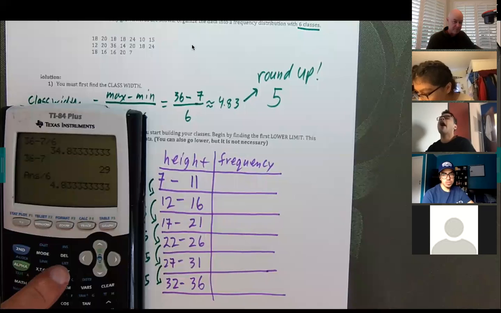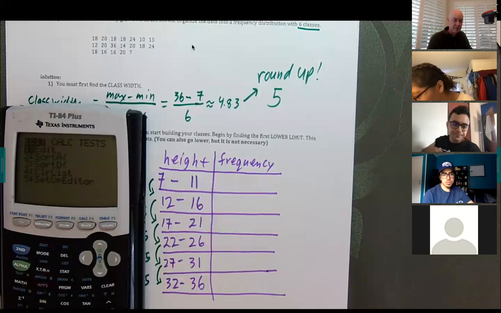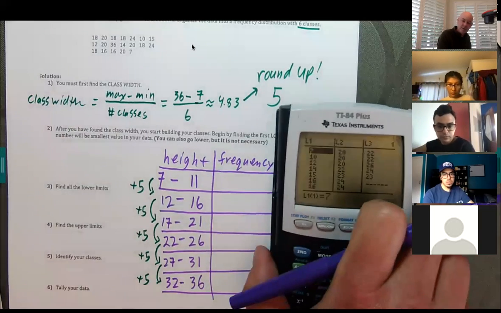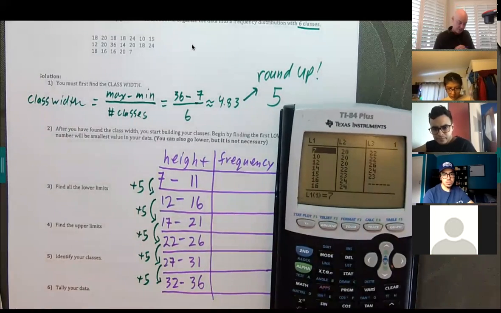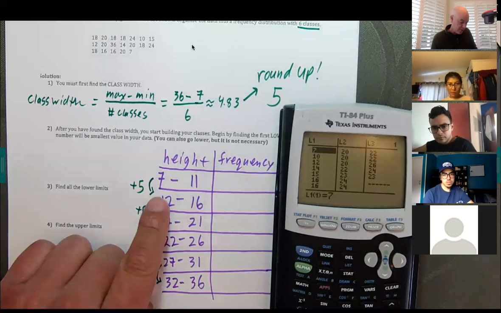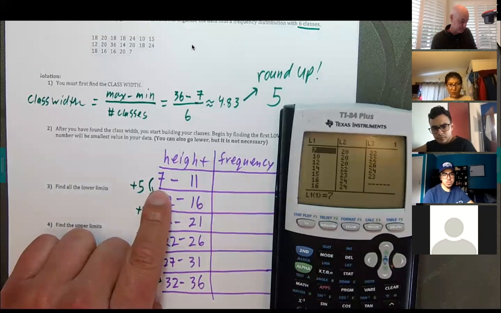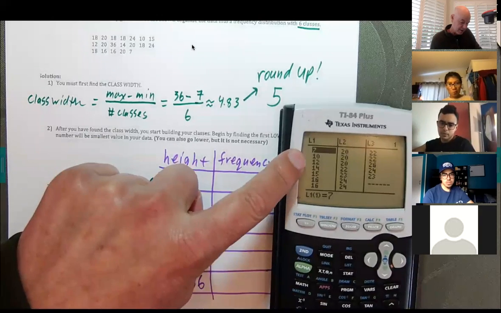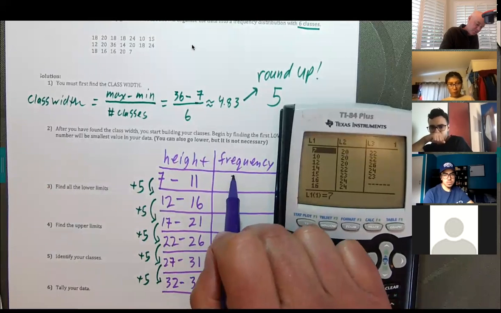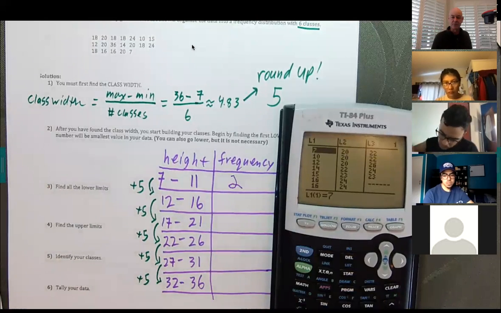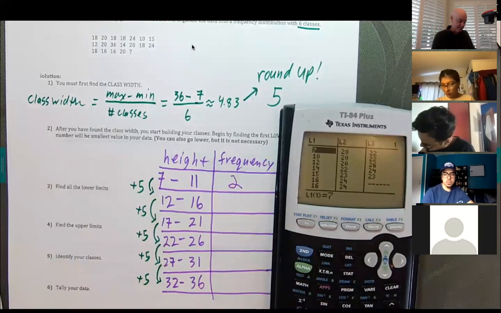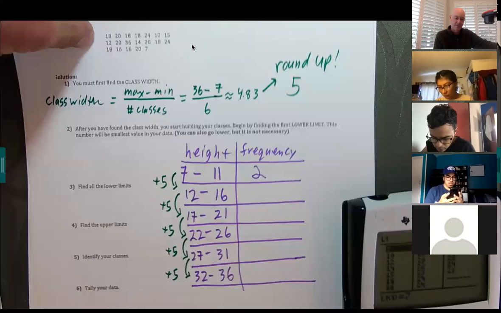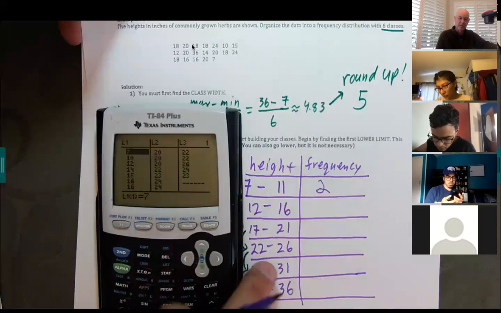I'm going to go back to my table, stat, edit. And here's my table. I don't think I can write that, but that's okay. So how many of these heights are between 7 and 11? 7 is between there, and 10 is between there, so 2. My calculator's in the way. It's hard to write. Let's move this over here. And that's better.